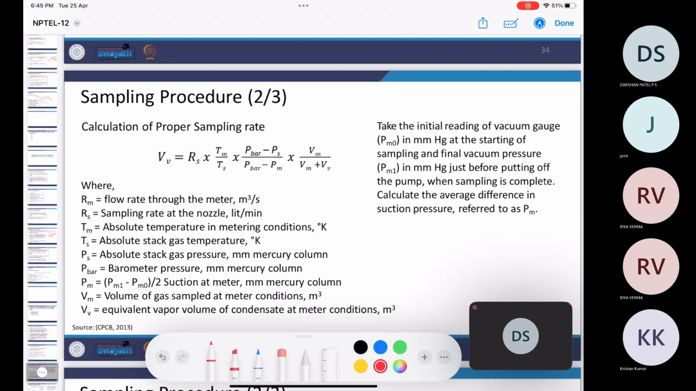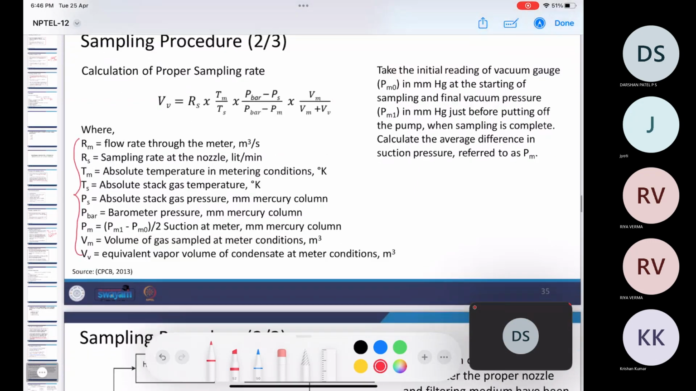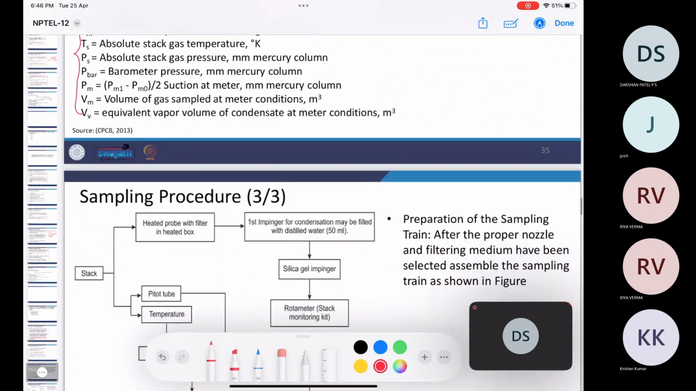To calculate this sampling rate, the formula here is Vv, that is the equivalent vapor volume of condensate at meter condition, equals Rs into Tm by Ts, multiplied by (P bar minus Ps) divided by (P bar minus Pm), and this is multiplied by Vm divided by (Vm plus Vv). These terms are explained here, and with this we can calculate the proper sampling rate.